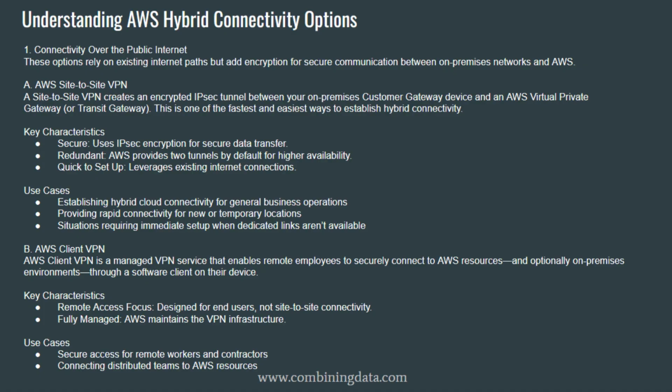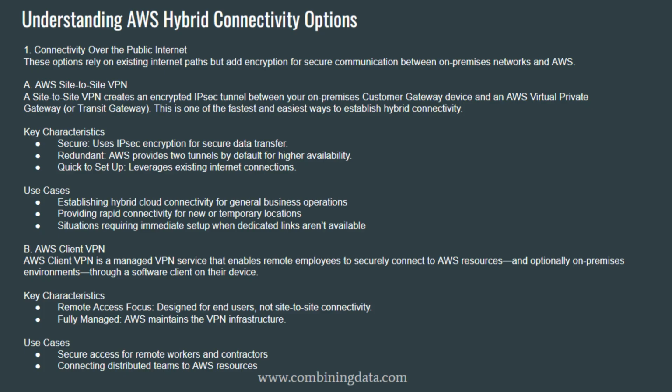AWS Site-to-Site VPN. The first and most common option is AWS Site-to-Site VPN. A site-to-site VPN creates a secure, encrypted IPsec tunnel between your on-premises network, called the customer gateway, and an AWS component such as a virtual private gateway or transit gateway. This setup allows your internal network to communicate with your VPC as if it were part of the same private network. Some important characteristics to understand.